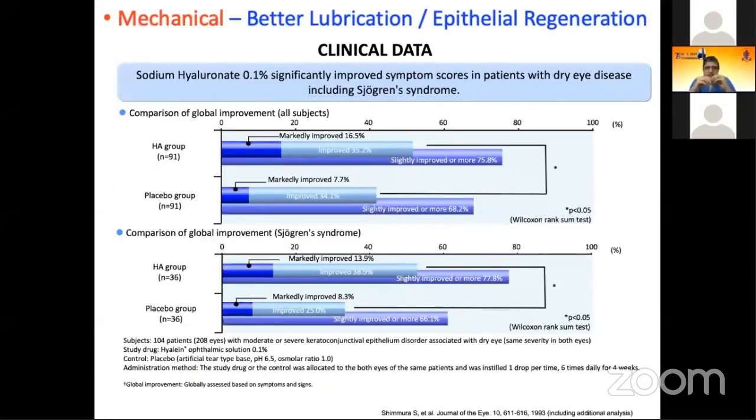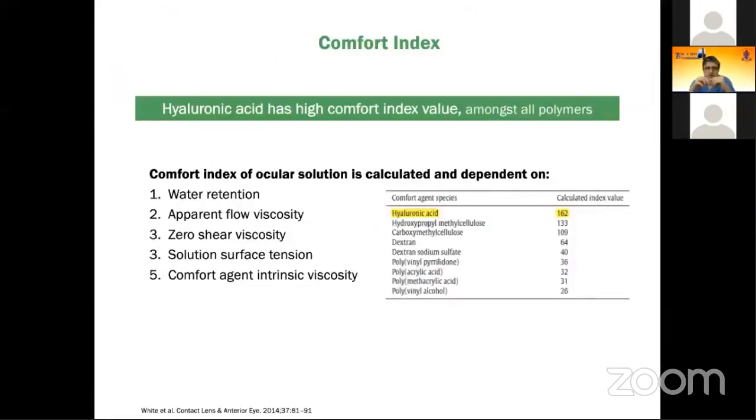Several studies have clinically shown us that in a wide variety of dry eye conditions, sodium hyaluronate 0.1% not only improves the symptom scores in these patients, but also reduces the ocular surface staining. And this has also been found in patients who have more severe varieties of dry eye, such as Sjogren syndrome. Among the various polymers which are available for dry eye management, hyaluronic acid has the highest comfort index compared to the others.